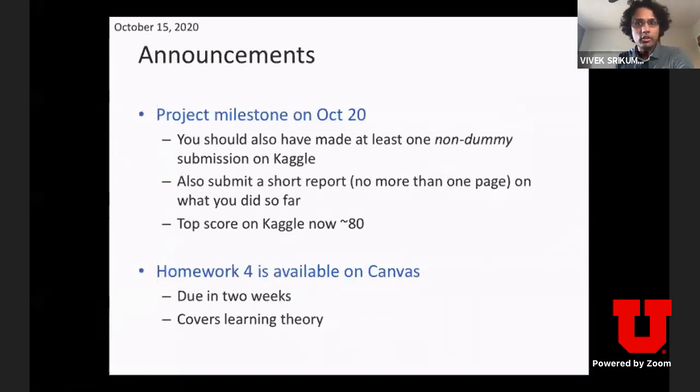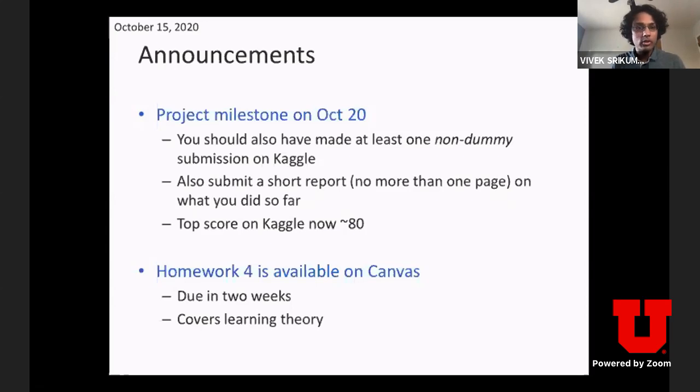There's a project milestone due on October 20th. That's about 5 days from now. For that, you should have had one submission on Kaggle, as I mentioned before, and a short report. As of this morning, the highest score on the Kaggle leaderboard is about 80%. It's inched up slightly compared to last week. So it's interesting to see how that goes.